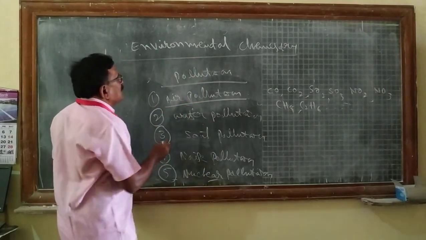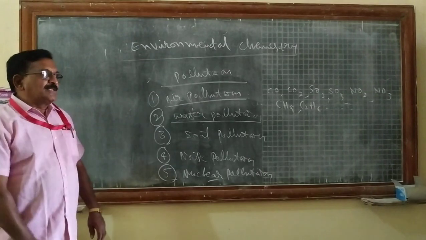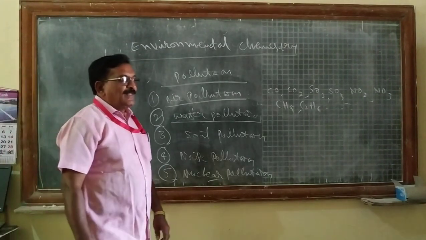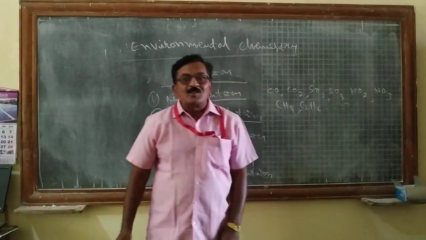Then the second one is water pollution. Water pollution means the water will be contaminated. What will contaminate it? For example, industrial waste.